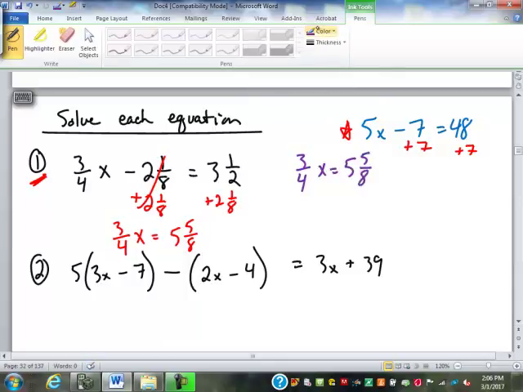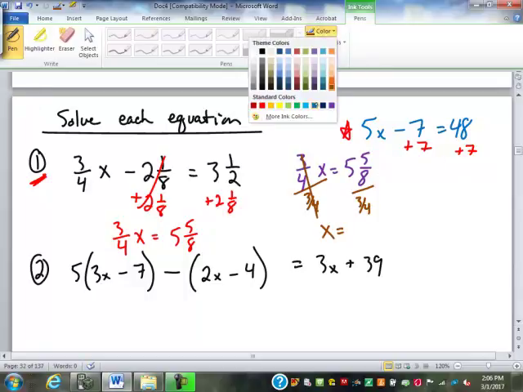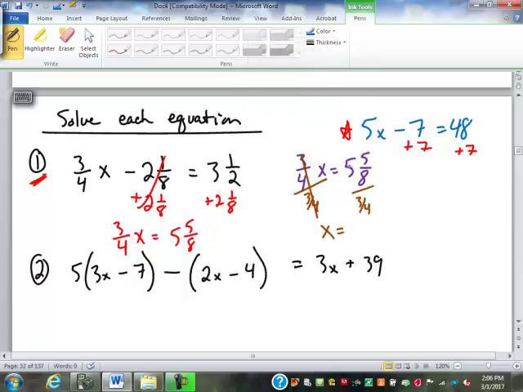What do we have to do next? We have to get rid of that 3/4. So we're going to divide by 3/4. So we've got x equals 5 and 5/8 divided by 3/4. So I'm going to change this into improper fractions. 5 and 5/8, 5 times 8 is 40, plus 5 is 45/8. And instead of divided by 3/4, we're going to go times 4/3.